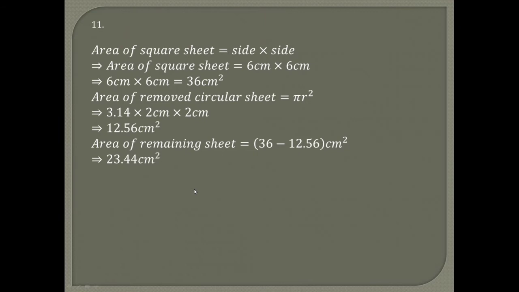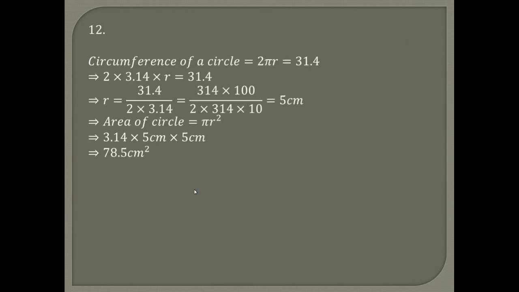Now we are going to question number 12. What is there in question number 12? Let's see. In question number 12, we have the circumference of a circle is 31.4. Find its radius and also the area of that circle.